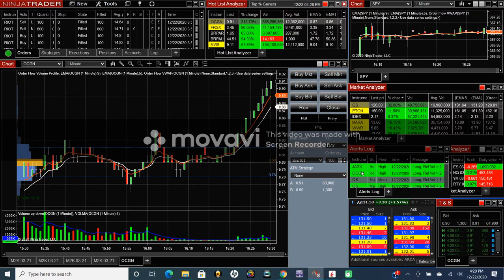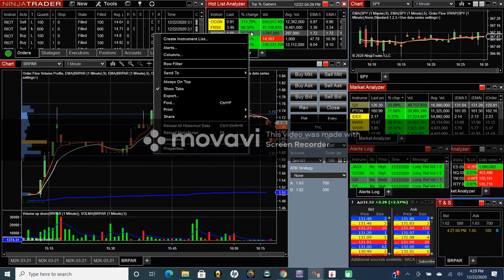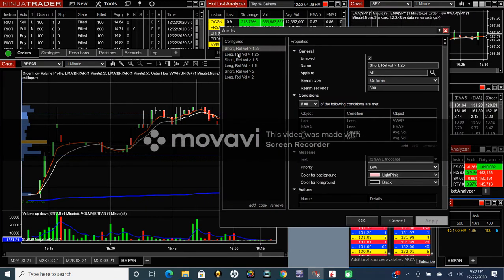So I actually set this up where it pushes alerts based on relative volume, and it also pushes alerts based on VWAP. And I'll show you how I set that up. And the third thing is I push alerts when the 5 EMA crosses over the 9 EMA. So it needs 3 things to happen to send an alert to the alerts log, and I'll show you that. I'll just right click, go to my alerts, and these are the alerts I set up. I set an alert for a short trade and a long trade based on relative volume over 1.25, which is low priority.